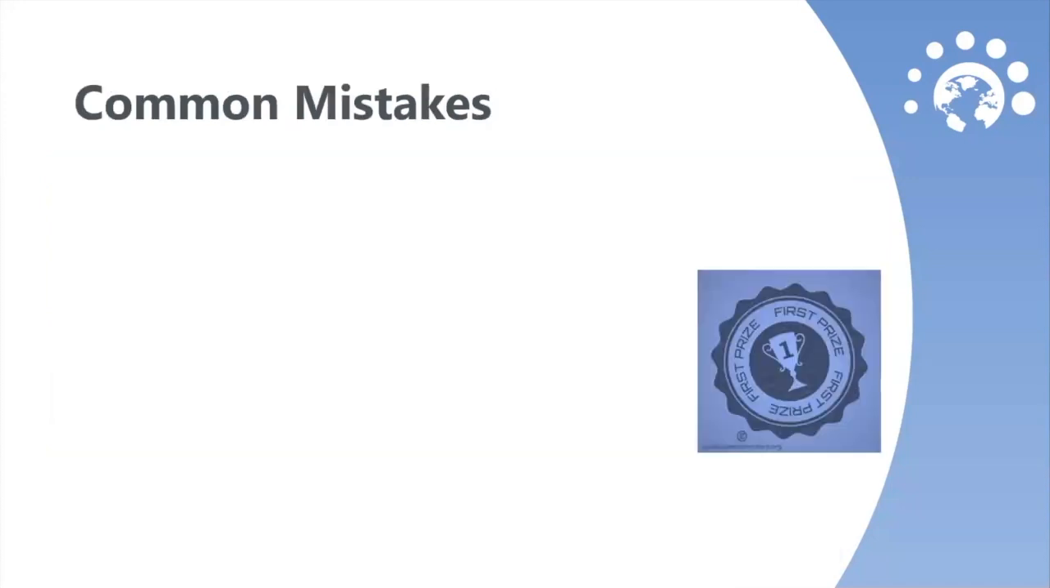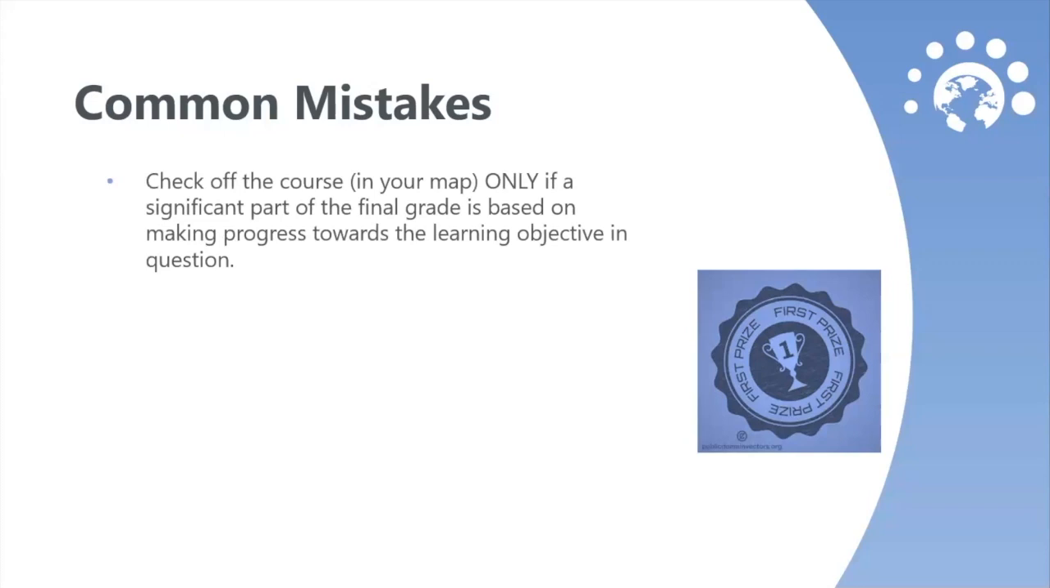Some common mistakes are made when people first approach the curriculum mapping process. You should only check the course off as fulfilling one of the 3 levels of mastery if a significant part of the final grade is based on making progress towards that learning objective.